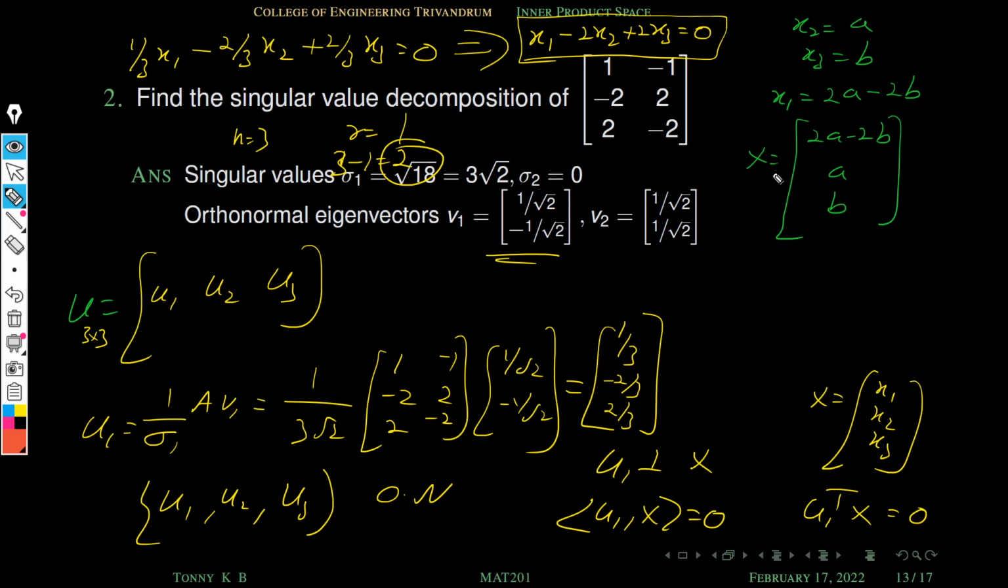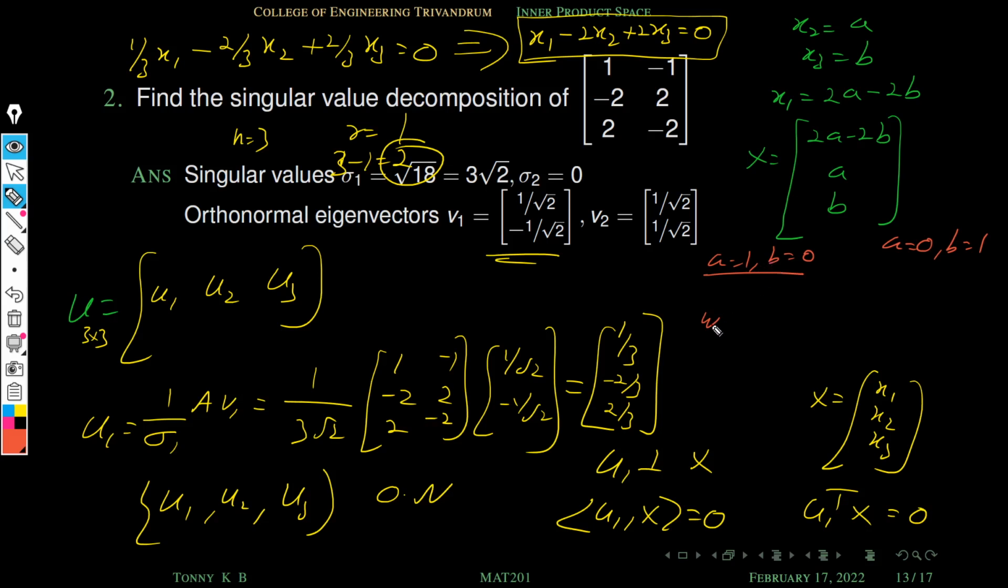So you can write the general vector x which is orthogonal to u1 as 2a minus 2b, a, b. You can choose any arbitrary number for a and b. I am going to create two independent vectors from this by choosing a equal to 1 and b equal to 0, which gives one vector, and another vector by a equal to 0 and b equal to 1. Actually u1, u2, u3 are orthonormal, that means orthogonal and unit. This substitution may not give normal vectors. The guarantee is that they are orthogonal.